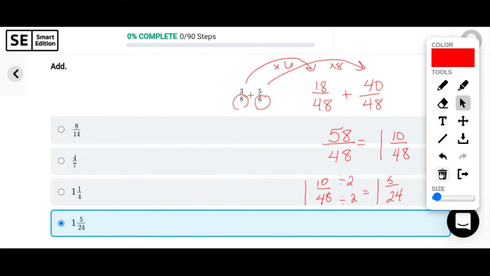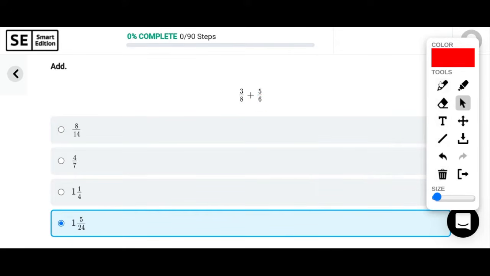Okay, another way that we could do this is we could try to find a common multiple of 8 and 6. So if we find the least common multiple, that'll be the quickest way. So I might just make a list. 8, 16, 24, 32. And for 6, it would be 6, 12, 18, 24. Oh, there we go. We found our least common multiple.